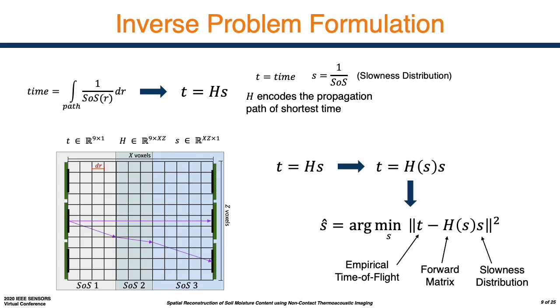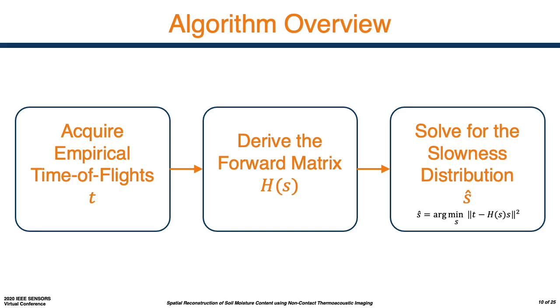Now that we have an idea of the general problem formulation, let's determine how we can apply these ideas to our application. A high-level look at the algorithm we will apply is noted here. First, we must acquire empirical time of flight of acoustic propagation paths through the medium of interest, in this case, the soil. Next, we must derive the forward matrix H. Finally, we can solve for the slowness distribution using least squares methods.